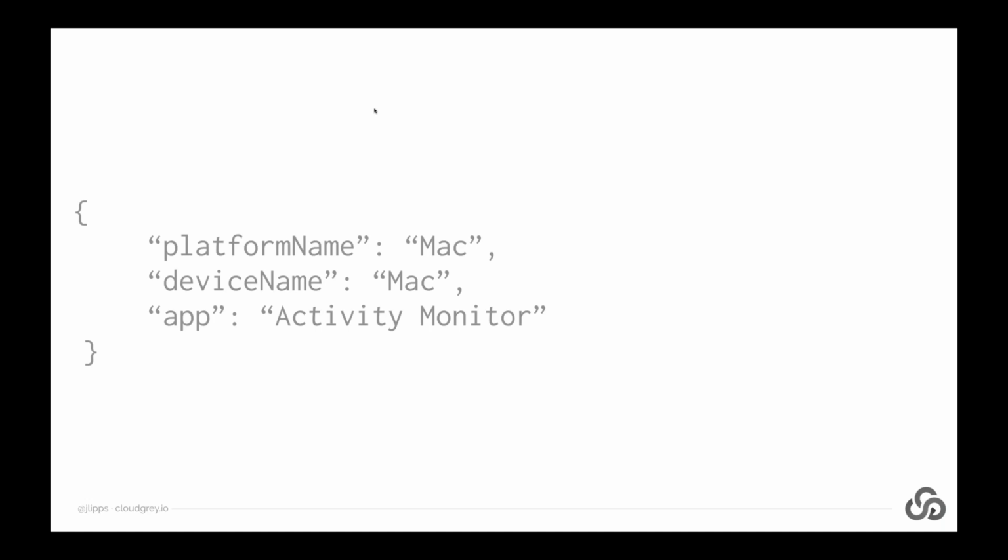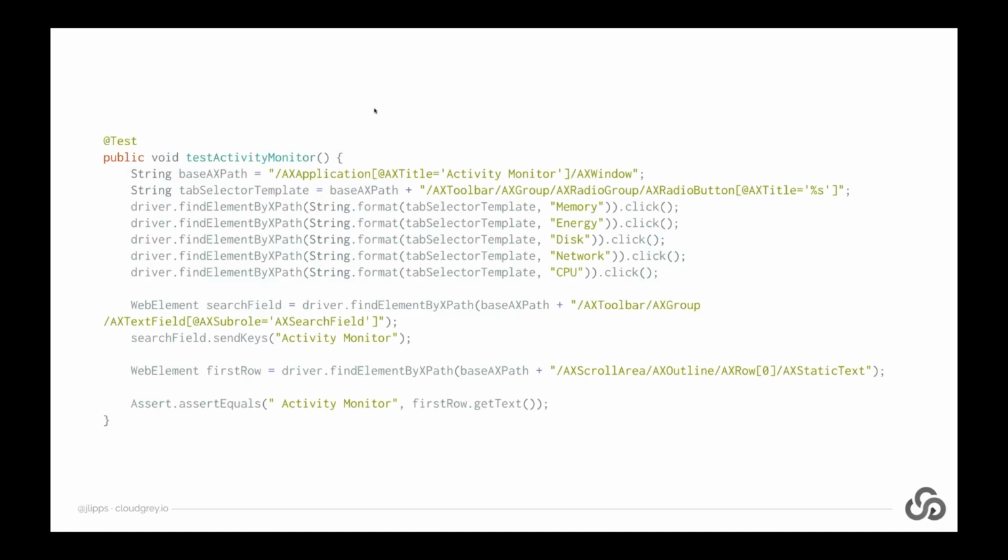So capabilities for this driver are pretty straightforward. Platform and device name should both be Mac, and if you want an app to start automatically, you can just put its name as the app capability. Here's what a sample test looks like for the Mac driver. I'm testing the activity monitor application in this particular example.